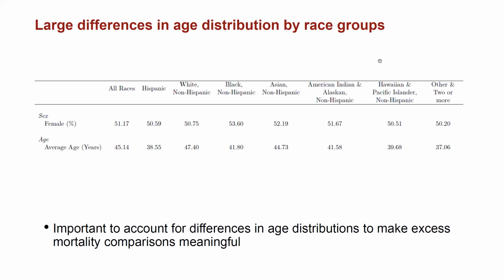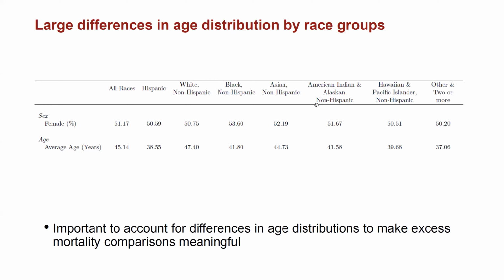So one thing that is important to keep in mind here is that there are large underlying differences in age distribution by race groups. So when we see various raw data points reported in various newspapers or whatnot, it is important to note the underlying age distribution. Actually, here is a table that just shows the average age by each race category that we observe in the data. So on average, people in the US are 45 years old, but you can see that Hispanic individuals are substantially younger, 38, 39 years old on average. White individuals are 47 years old, and Black 42, and then Asian 45, American Indian and Alaskan Natives, non-Hispanic 42, and Hawaiian and Pacific Islanders are again much younger at nearly 40.